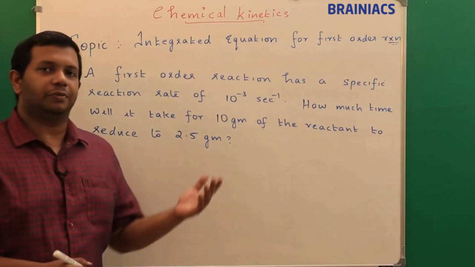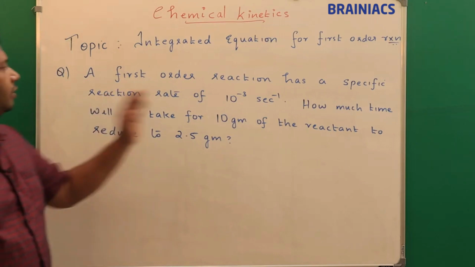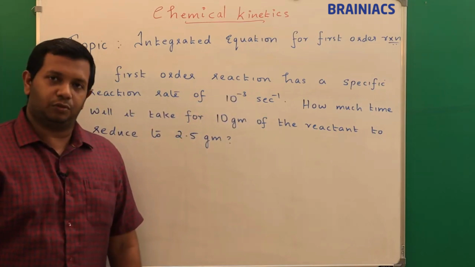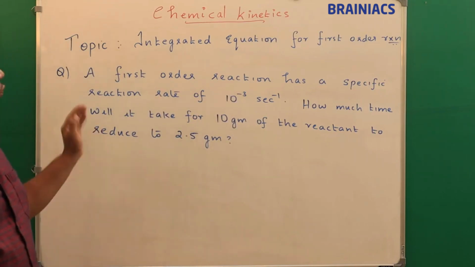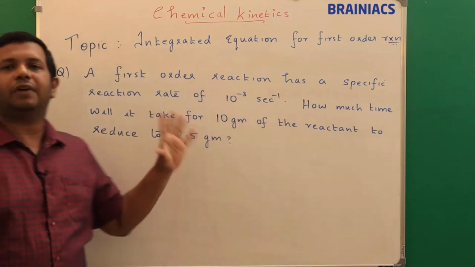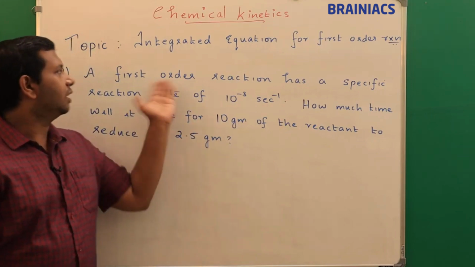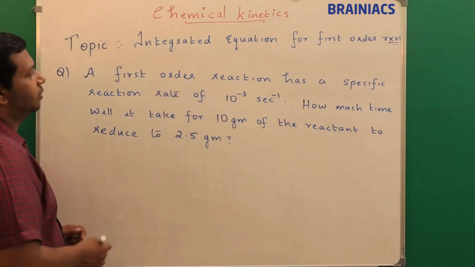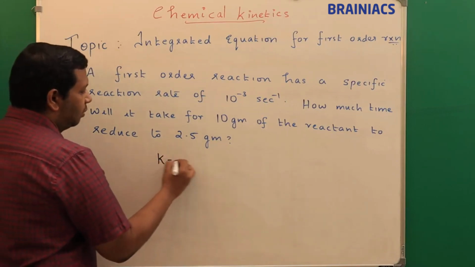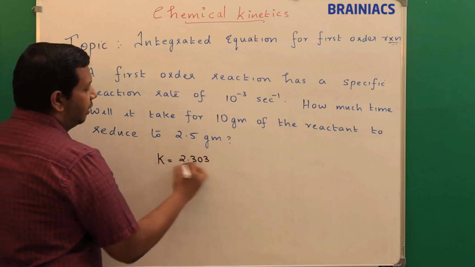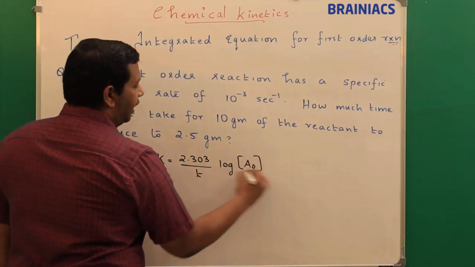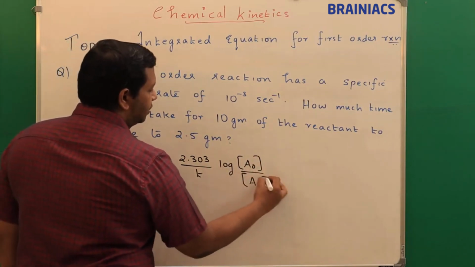So we have a new question in front of you. Just go through it. A first order reaction has a specific reaction rate of 10 power minus 3 second raised to minus 1. How much time will it take for 10 gram of the reactant to reduce to 2.5 gram? This is the question. They are clearly saying it's a first order reaction. So for a first order reaction, we know that rate constant K is equal to 2.303 by T log A naught by A T. Correct? Just now we have learned.